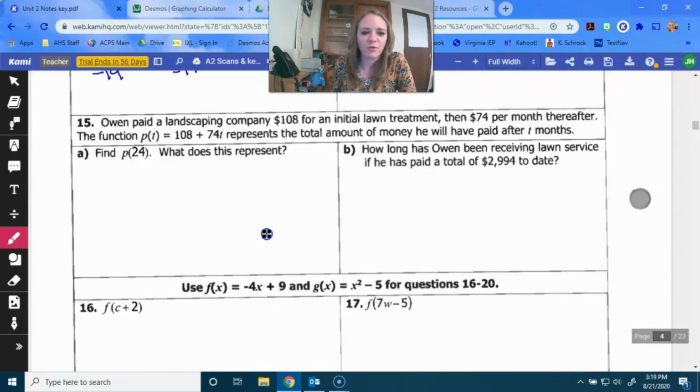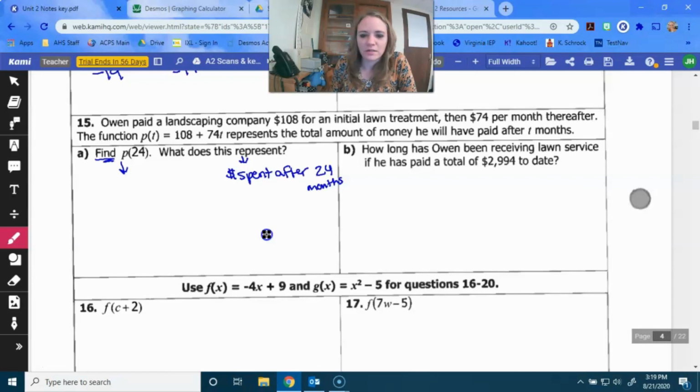So finding P of 4. Oh yeah. So if you find P of 4, his T is after T months. So this represents his money spent after 24 months. And still finish this and go ahead and find P of 24.